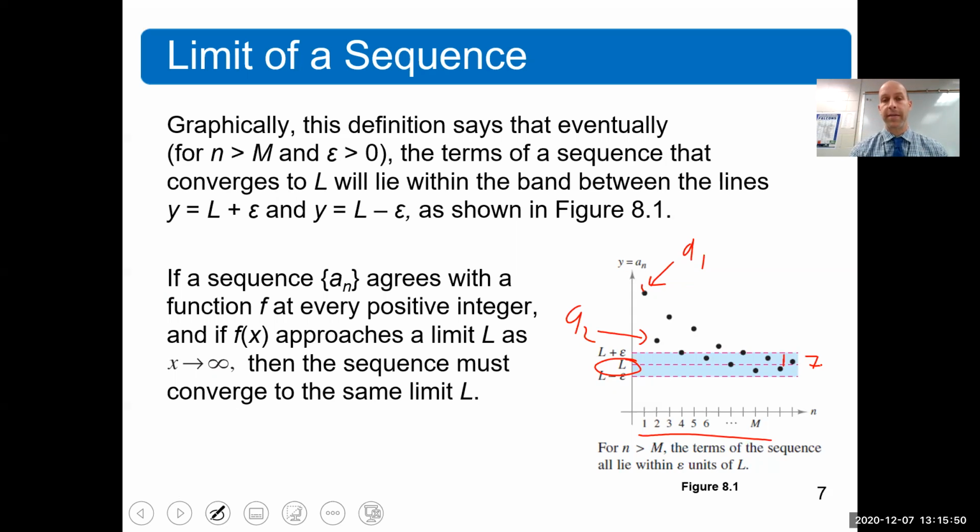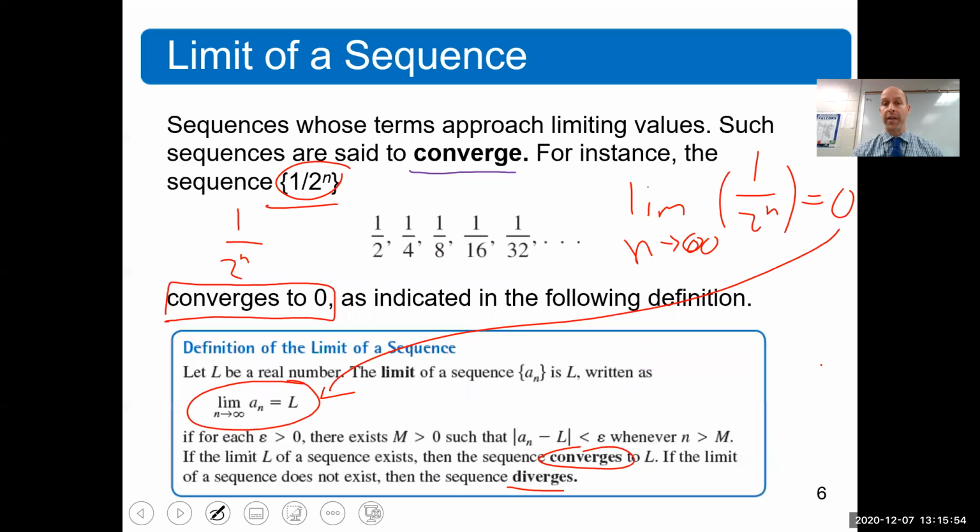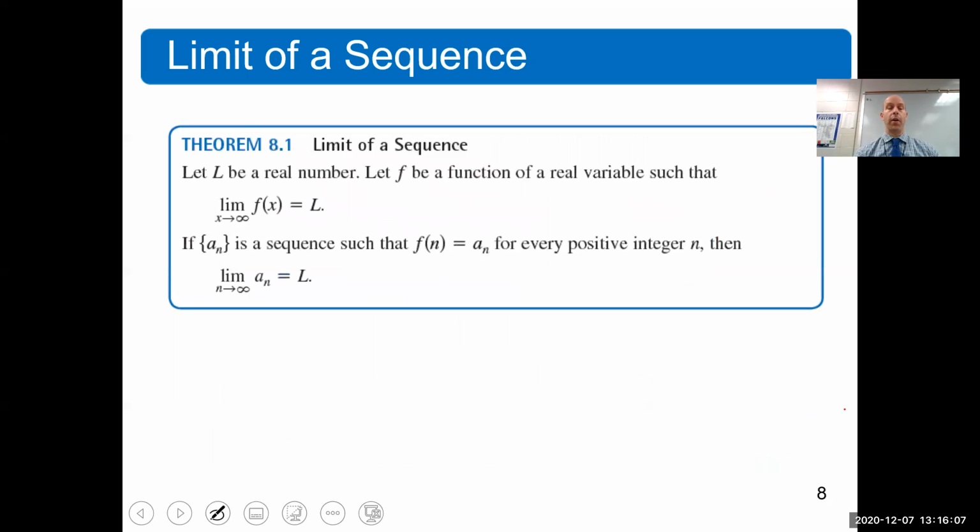We can talk more about this later, but that's a graphical idea of what's going on with the sequence. For example, in this last one, all the dots are going to 0, so here it'd be y equals 0. Okay, so a couple of theorems.